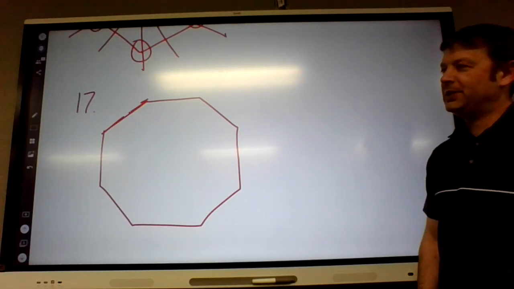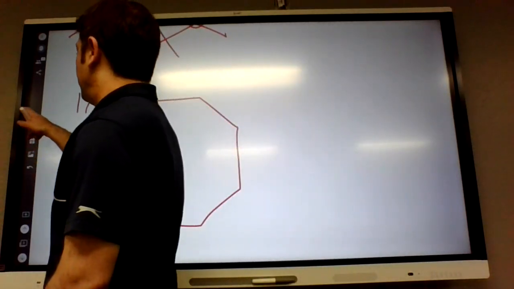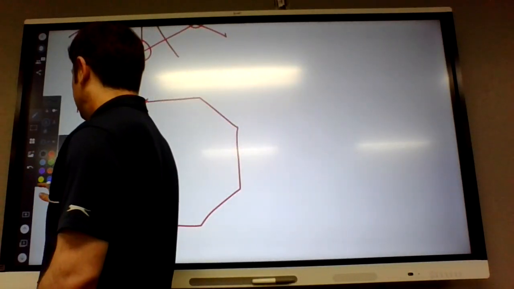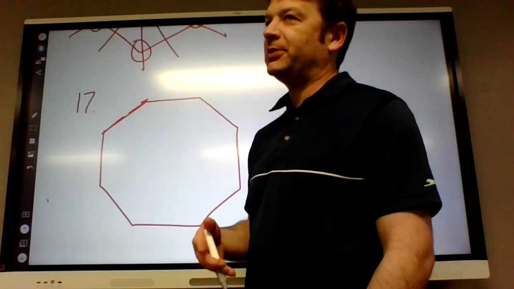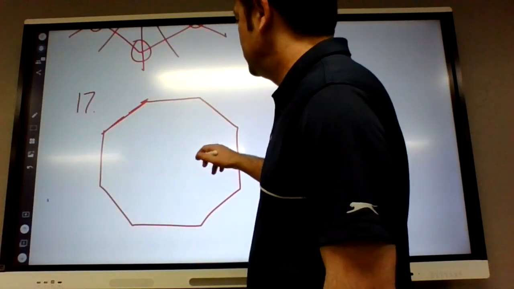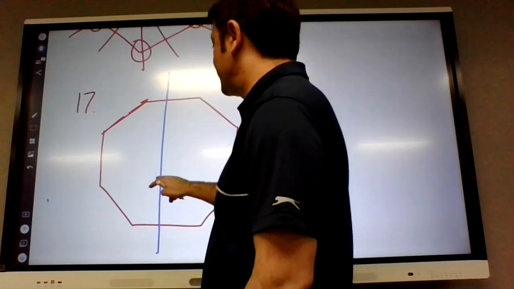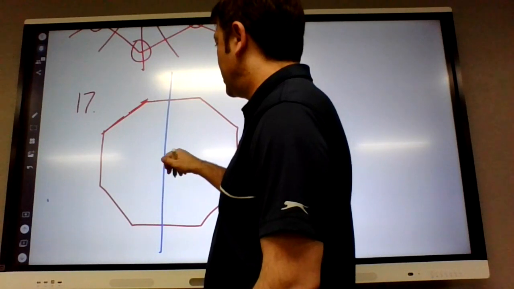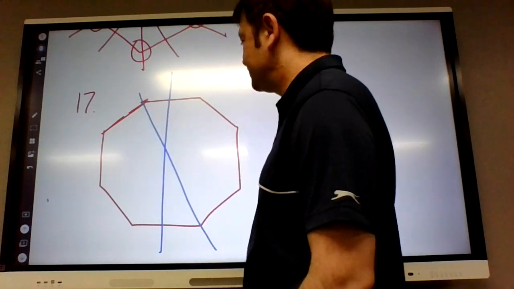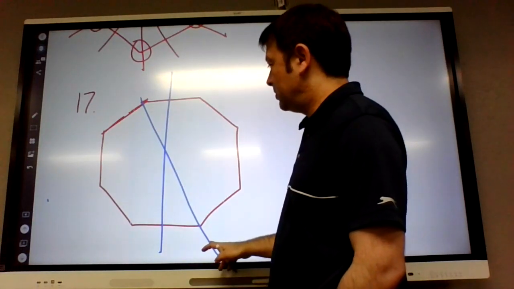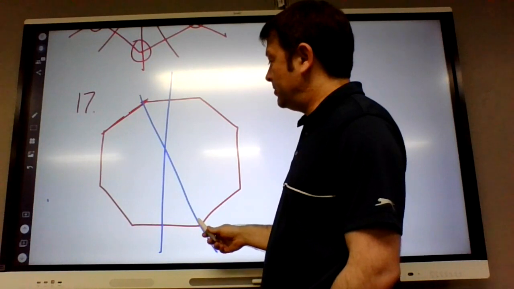Okay, this time instead of saying how many lines of symmetry, we're supposed to draw the lines of symmetry. It's a little bit different. So, you have to draw the octagon yourself. Okay, so obviously this would be a line of symmetry, right? Okay, the question is, would this be a line of symmetry? No. Splitting the vertices. No.